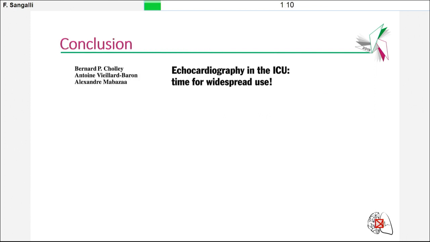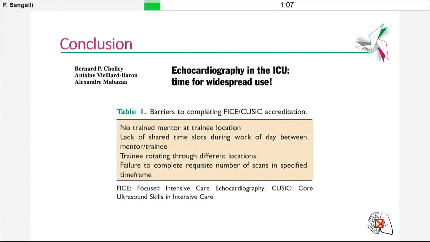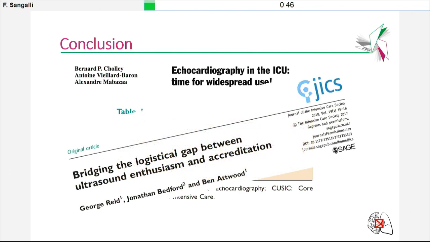And in fact, one of the main limitations to training and certification, as I left the title of the table to show you, is that even for the more basic courses, the FICE course is a one-day transthoracic course. They still have limitations in obtaining the certifications for the lack of mentors and trainers. And so, as an editorial last year concluded, we still have to bridge the gap between enthusiasm for echo, for what echo can do, and the real limitation that we still have in implementing it in our daily practice. Thank you.